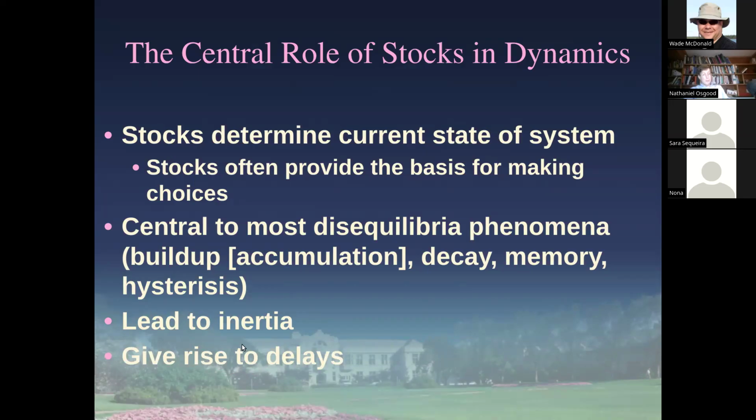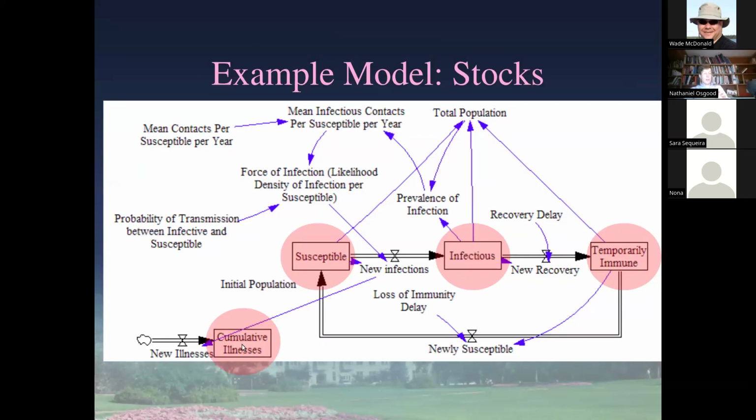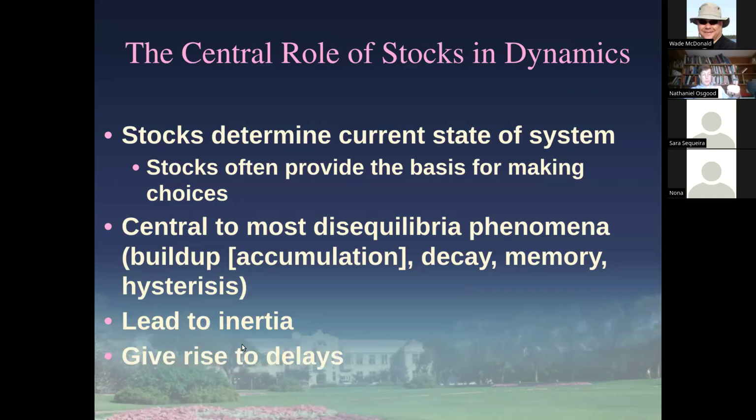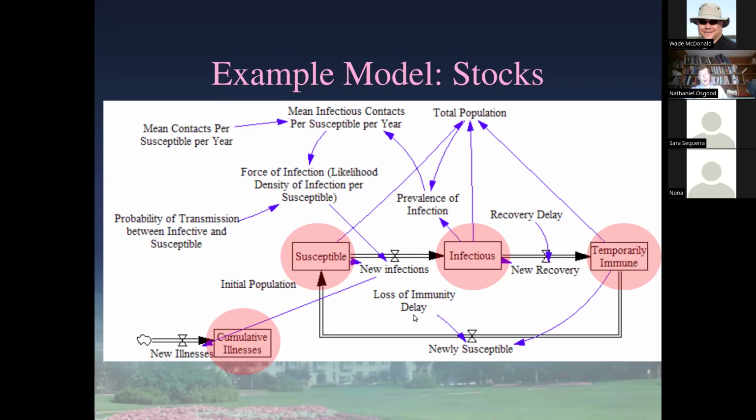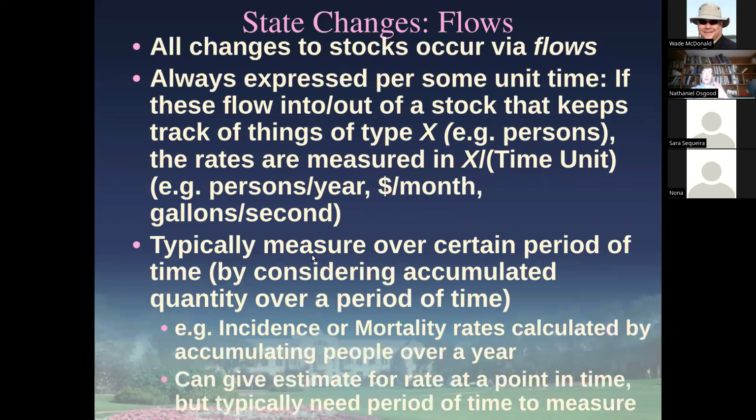Stocks are also really important for understanding disequilibria cases where the system isn't in balance, or inertia in the system, or memory in the system. And they give rise to delays. The fact that there's people in this state who have to lose immunity to become susceptible again leads there to be an amount of time between when people recover and when susceptibles build up, for example. So stocks give rise to delays.